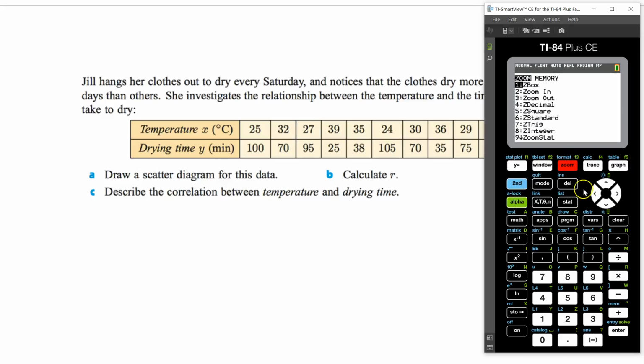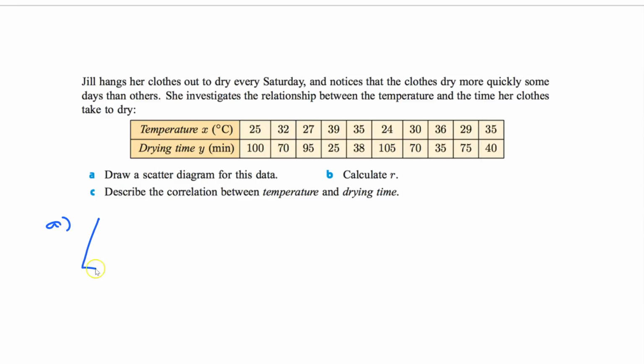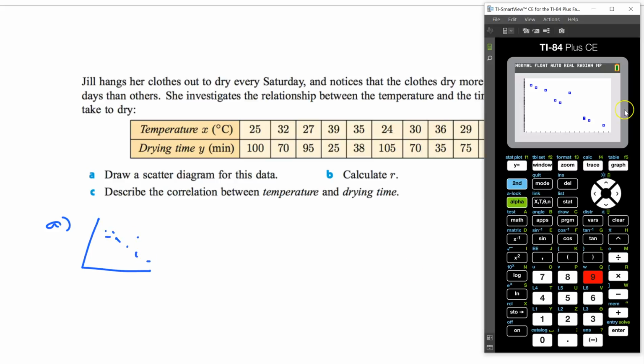The easiest way to do this is zoom 9, zoom stat. And it gives you a nice little stat plot right there. So that's what our data looks like. I'm going to try my best to copy this on our page here. I remember it was kind of like this. By the way, that looks like a mapping outlier right there.